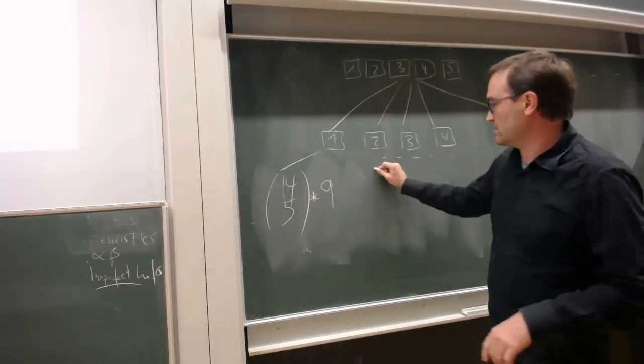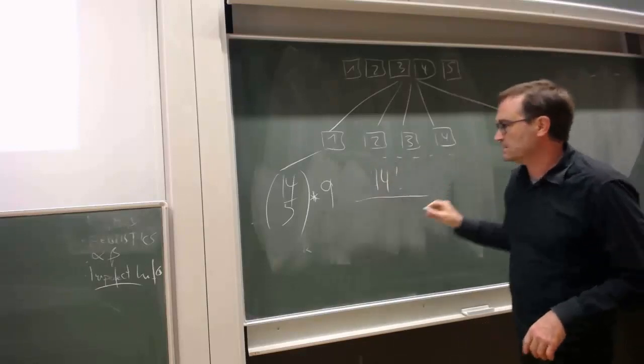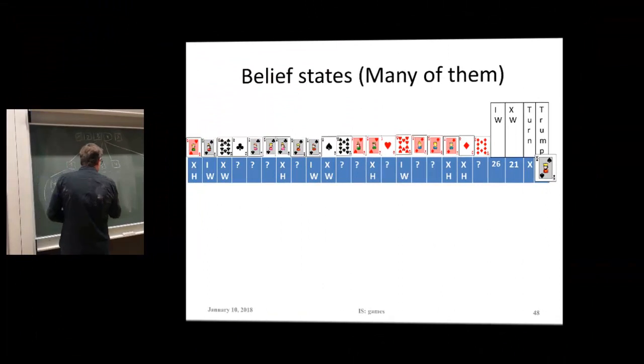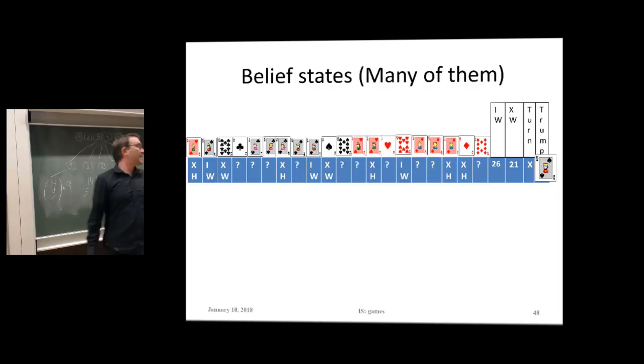So this is 14 factorial divided by 5 factorial times 9 factorial, I think. So it's 14 times 13 times 12 times 11 times 10, divided by 5, 4, 3, 2, 1. So it's 14 times 13 times 11. Can anybody calculate this for me?